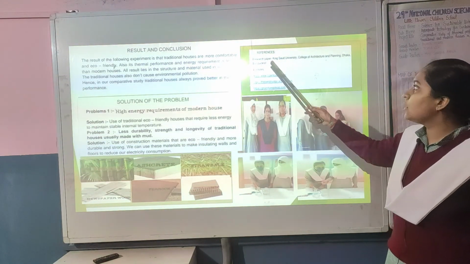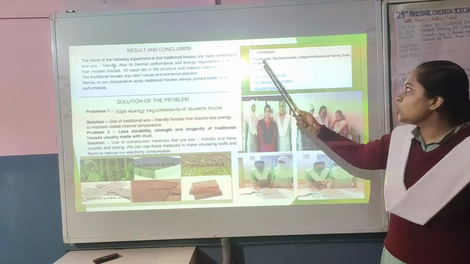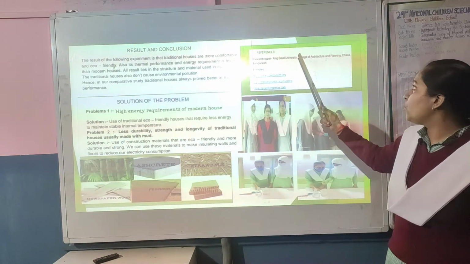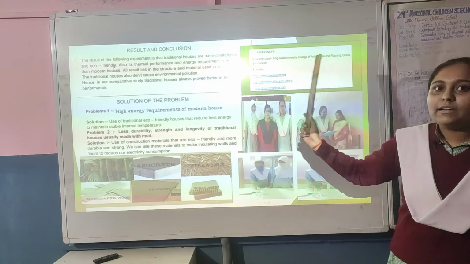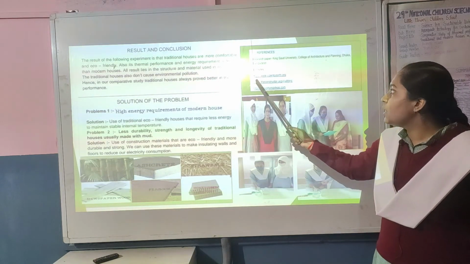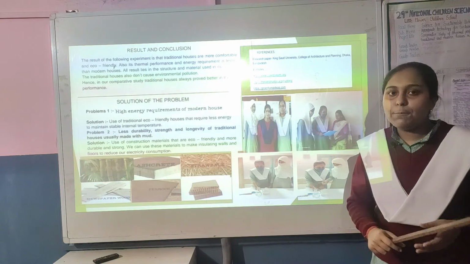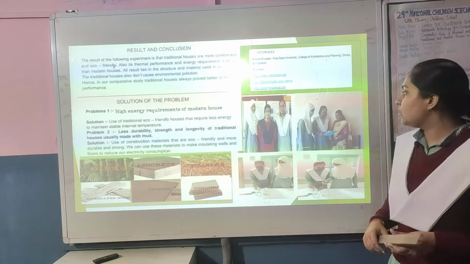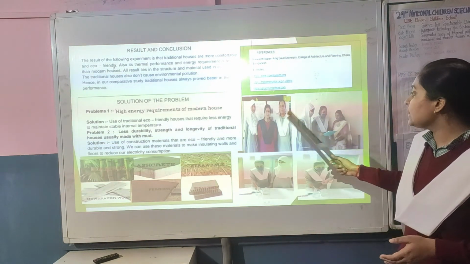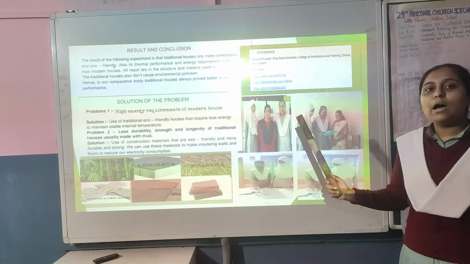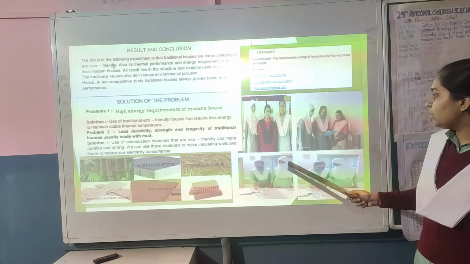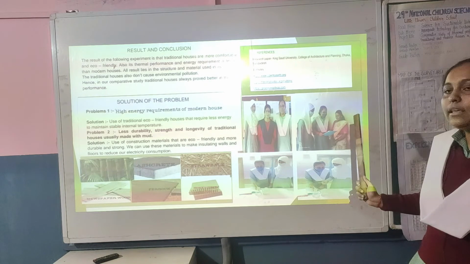So these are some of the references which we have used during our study. First, we studied a research paper published by King Saud University, College of Architecture and Planning, Dhaka, Bangladesh, and these are the references of some of the websites that we took help of during our presentation and project preparation. And these are some enclosure pictures which show how we did our experimentation and how we conducted the survey work.